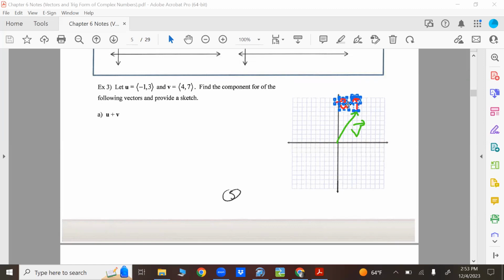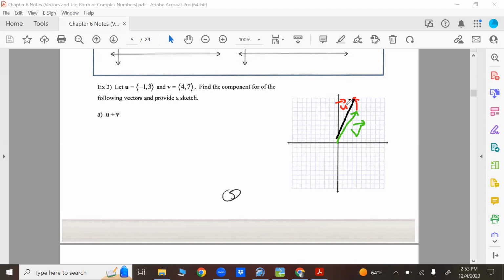You kind of do that, right? And then I'll just draw. So it'll look kind of like that. Does the order matter? No. You're starting at the origin.